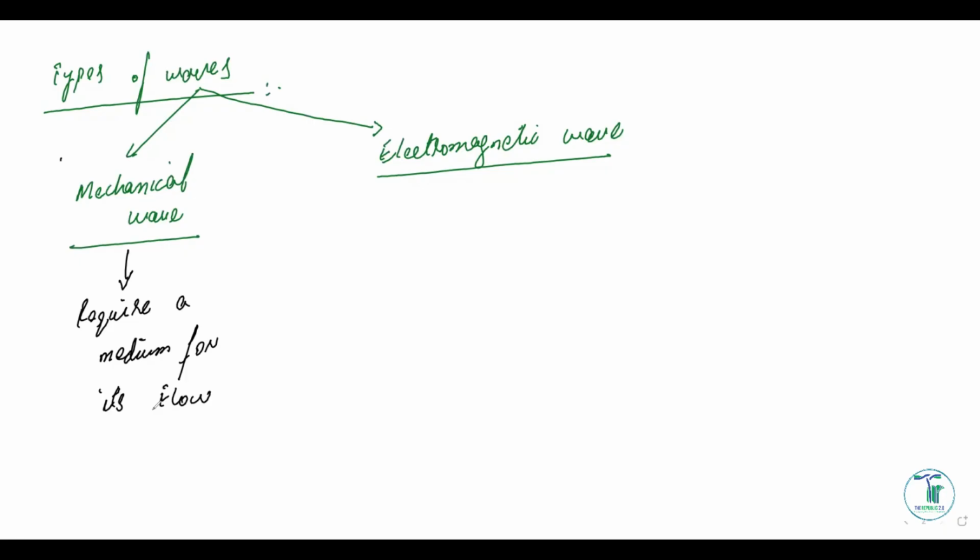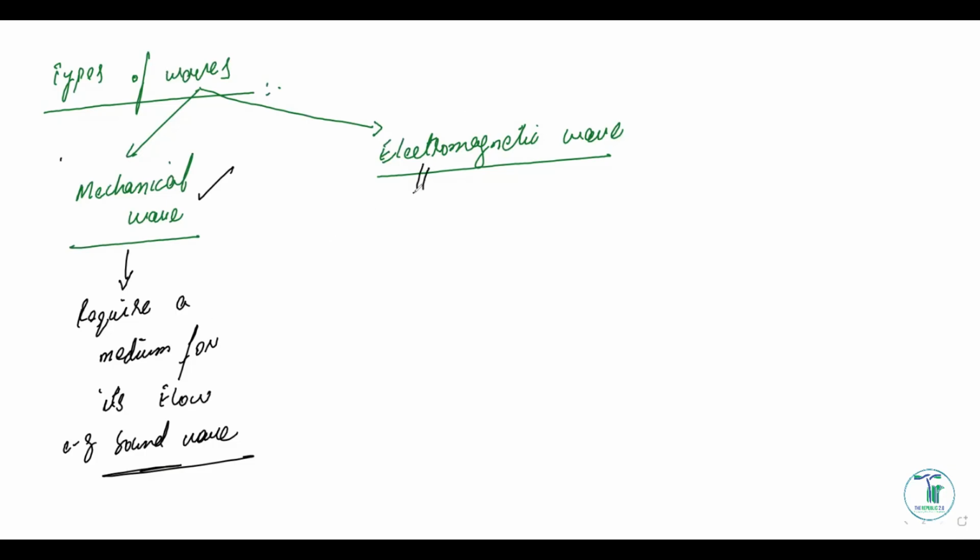Whenever you're talking about a mechanical wave, it requires a medium for its flow. For example, if you were physically sitting right beside me right now, how would you be able to listen to my sound waves? Because sound waves need air to flow. You cannot hear sound in space. So remember that the example should be the sound wave. Sound wave is basically a mechanical wave. It requires a medium for its flow. Is that clear?